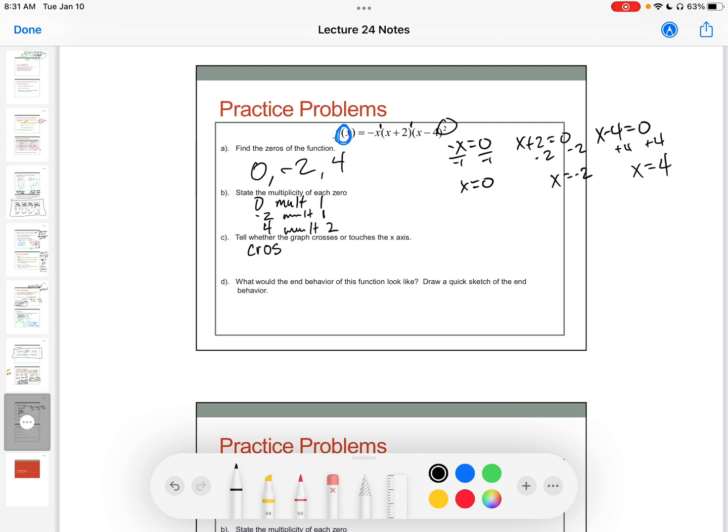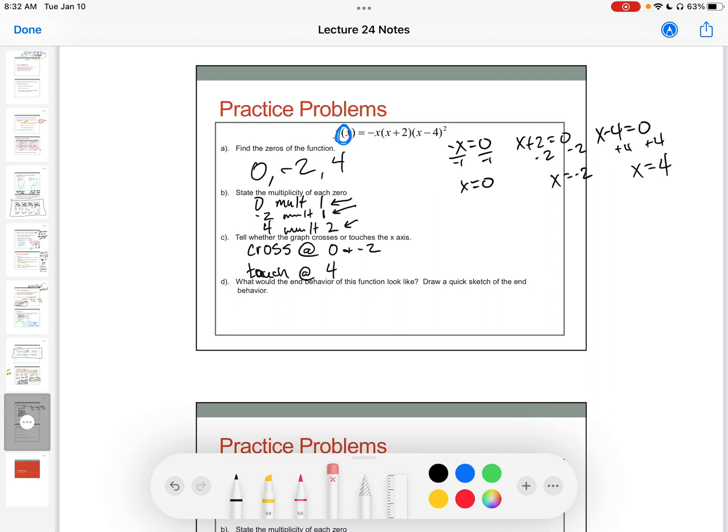Well, this graph is going to cross at any of these places where they are odd. So it will cross at 0 and negative 2 because those have odd multiplicities. It will touch at 4 because 4 has an even multiplicity. So it's going to cross at 0 and at negative 2, but it will simply touch at 4. And then the last thing it says is, what will the end behavior of this function look like?